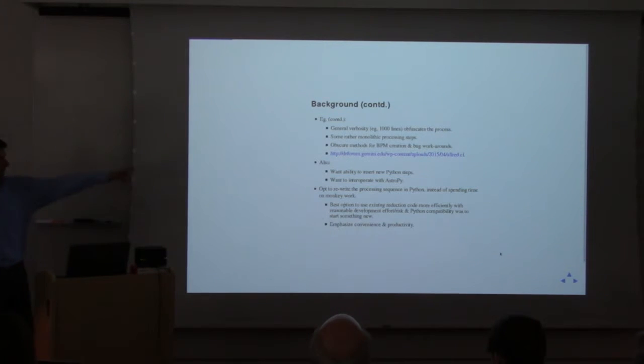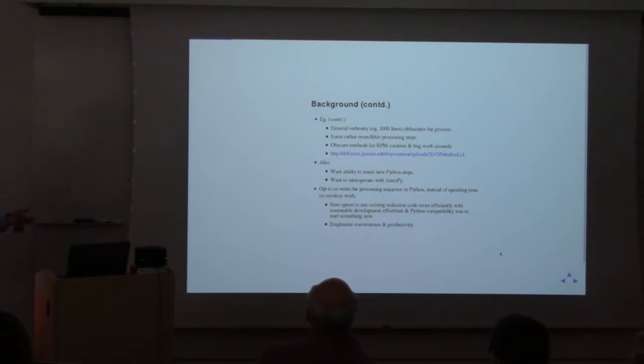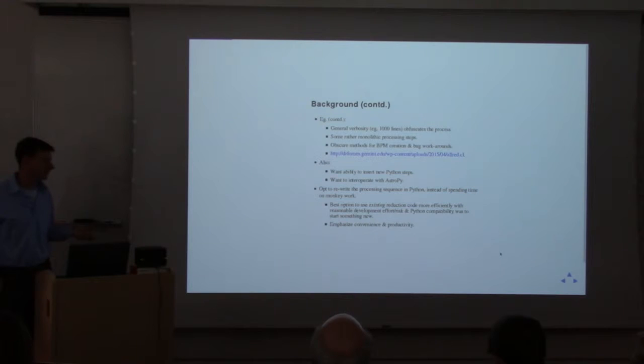I don't really have time to show you an example, but there's one at this URL if you're really feeling masochistic. So it's just a lot of work to process new data sets, and I decided to do something about it. I'd also like to be able to insert new Python steps into the process and to operate with Astropy, which is something you can't really do in CL. So instead of spending the time on a lot of monkey work, I've rewritten the process as a Python script.